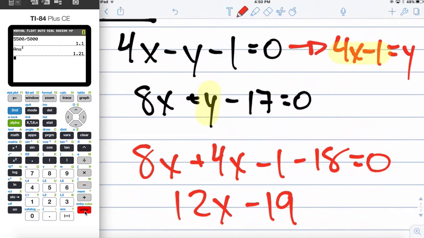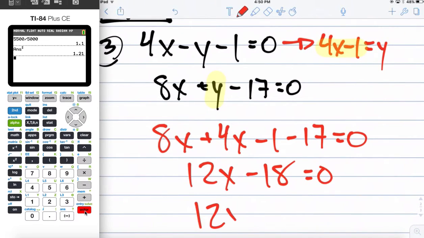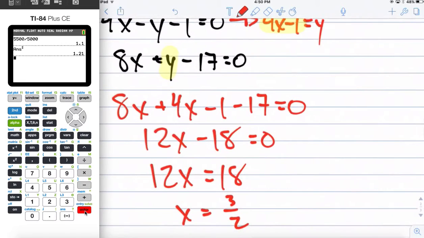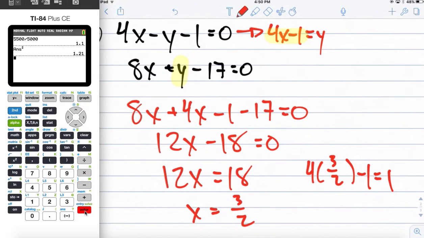12x minus 18 is equal to 0. 12x is equal to 18. x is equal to 3/2. If x is equal to 3/2, I come over here and I say 4 times 3/2 minus 1 is equal to y. I got that from this equation up here. So that is 6 minus 1 is equal to y. 5 is equal to y, so my solution is (3/2, 5).